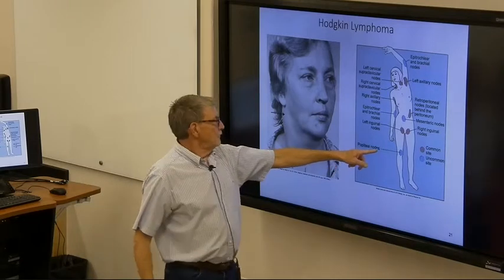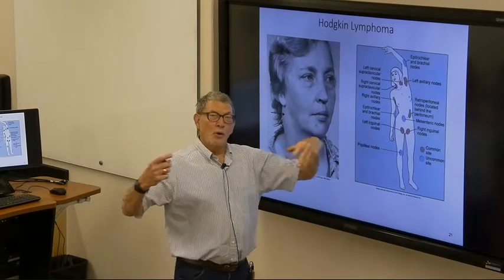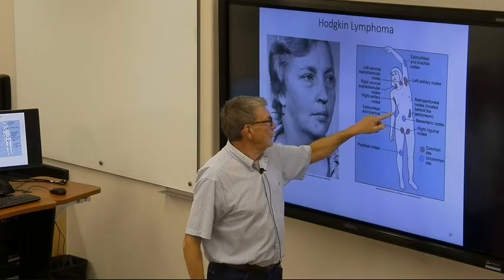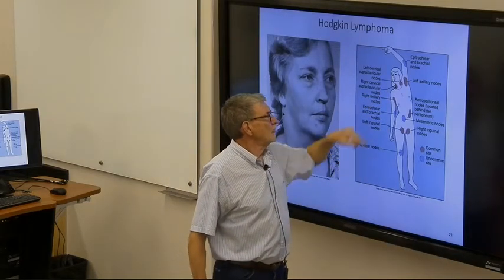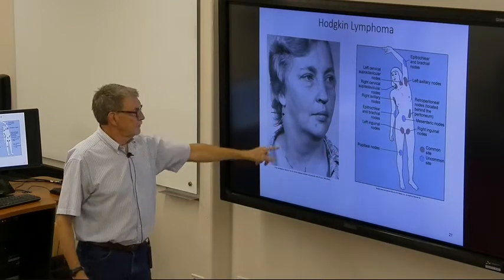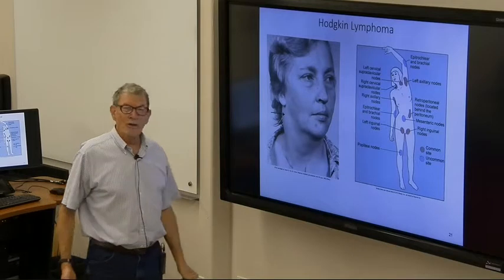Hodgkin lymphoma, even though it's a system-wide disease, the signs and symptoms occur in the spots of the greatest number of lymph nodes. The neck, the armpits, the groin.